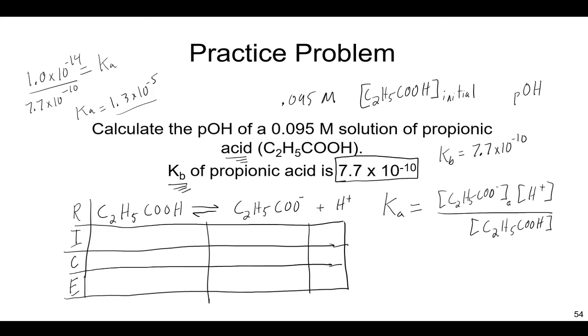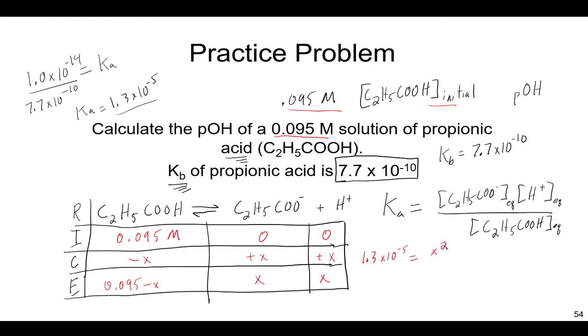But I also need these equilibrium values, and that's where the ICE chart comes in. So let's take a look at our ICE chart. Let's see what we were given at the start, 0.095 molar. That's my initial, so that goes here. There's nothing at the start here, so those are zeros. If these are zeros, they must go up by some amount x. Everything's a 1-to-1 ratio, so if these go up by x, this goes down by x. And now we have everything we need. We can write our Ka here that we solved for, 1.3 times 10 to the negative 5.